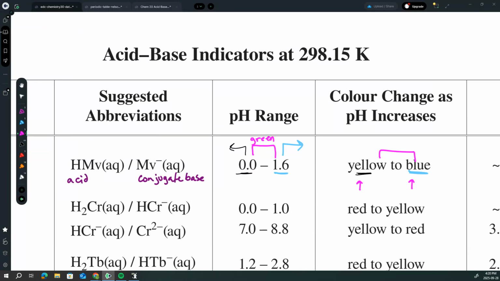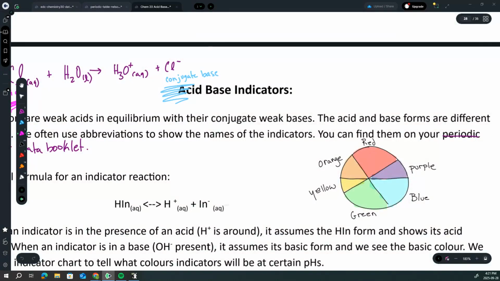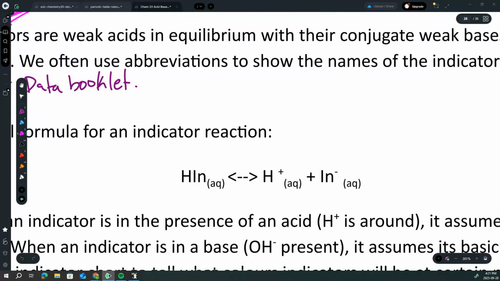So this is saying that the acid version of methyl violet is going to be yellow, whereas the conjugate base form of methyl violet is going to be blue. Okay, so heads up on that, and we can write that out here.